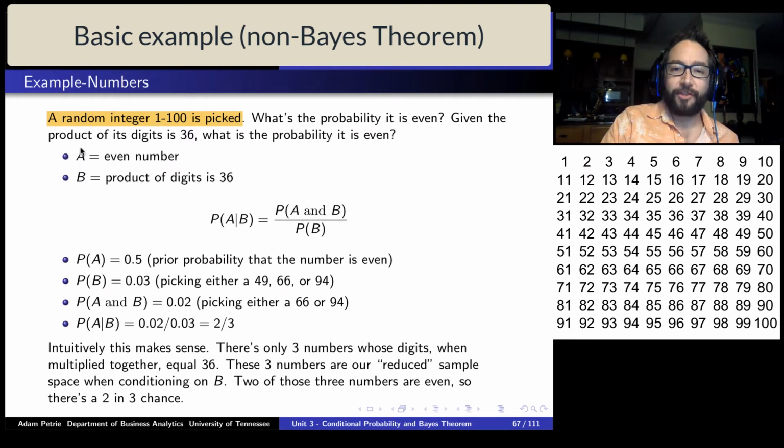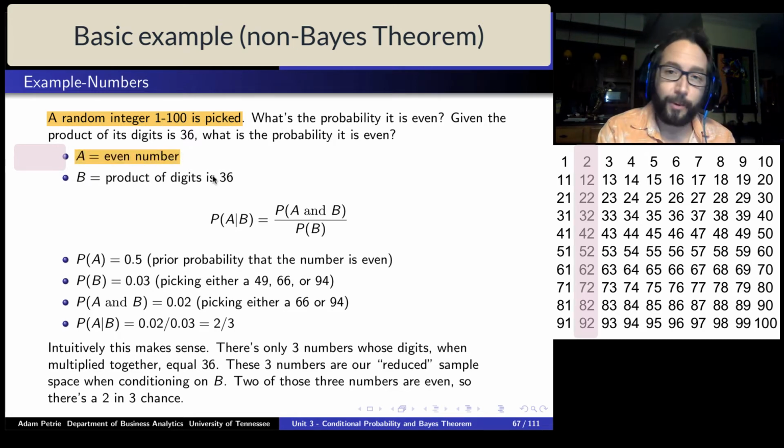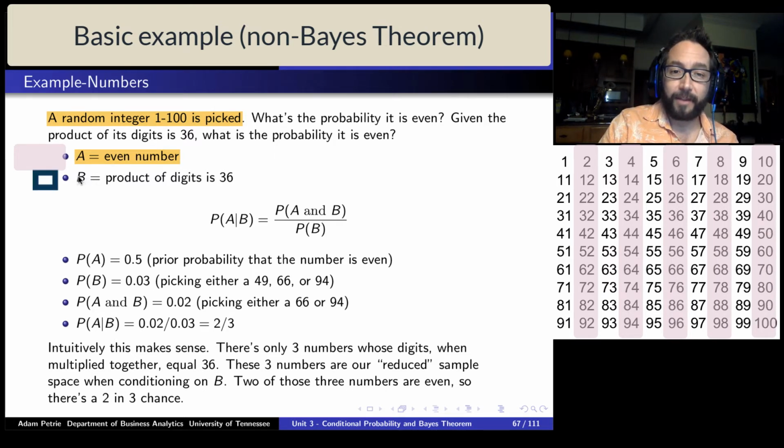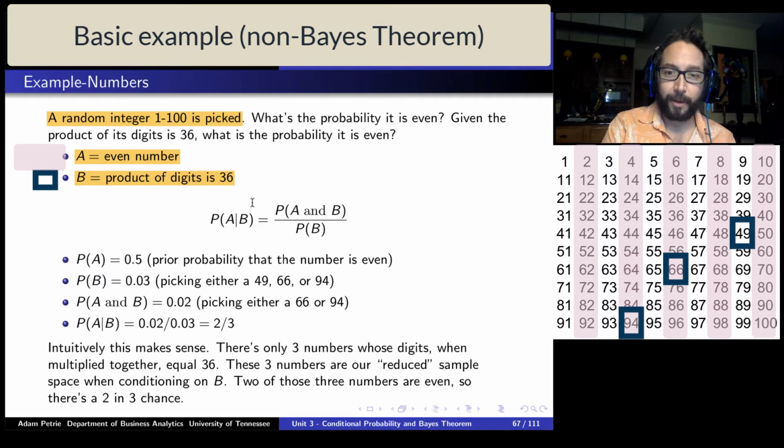Let's call event A the event that the number picked is an even number, 2, 4, 6, 8, 10, etc. Event B is the event where the number picked is a number such that the product of its digits is 36. So in order for that to happen, we could pick the number 66, because 6 times 6 is 36. It might be 49, or it might be 94, because the product of the digits there is equal to 36 as well. So, two events. What can we say about the probabilities of these events?